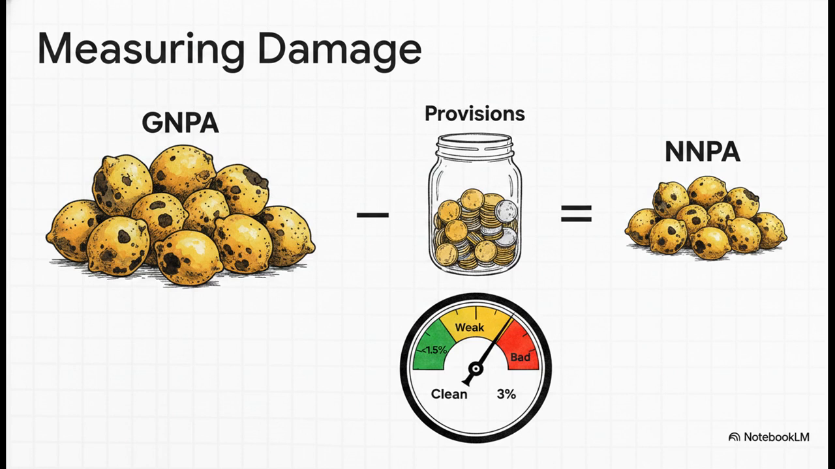And pay close attention to the strict analyst thresholds. Under 1.5% means a bank's book is totally clean. Between 1.5 and 3%, that's the watch zone. And anything over 3% signals a fundamentally weak loan book.